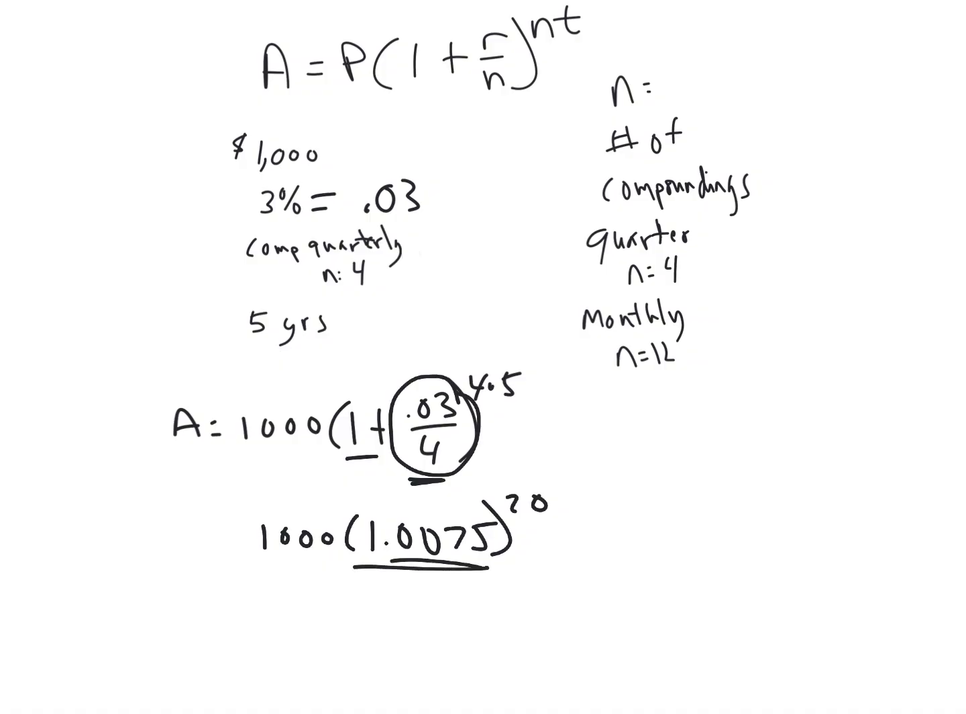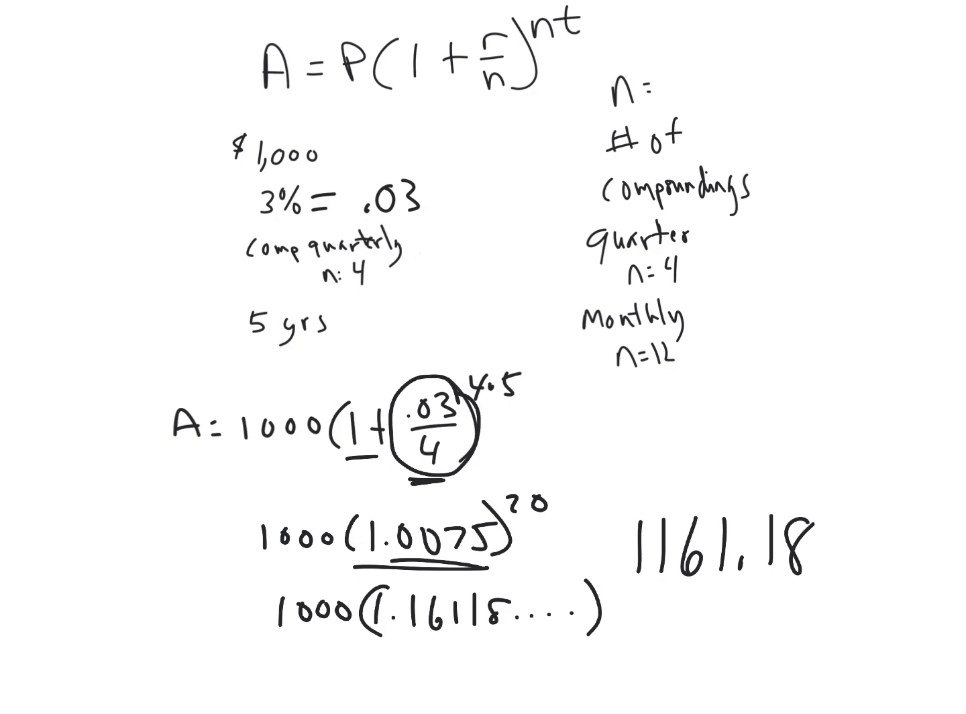Now I'm just going to take that to the 20th, so I'm going to hit caret 20, and that gives me 1.16118, and so on. I'm just going to leave that in my calculator and take that times 1,000. So I hit times 1,000 on my calculator, and that means that at the end of 5 years, I've made $161. Okay, that's compound interest in a nutshell. I'll do one more example, and then we'll do continuously compounded.